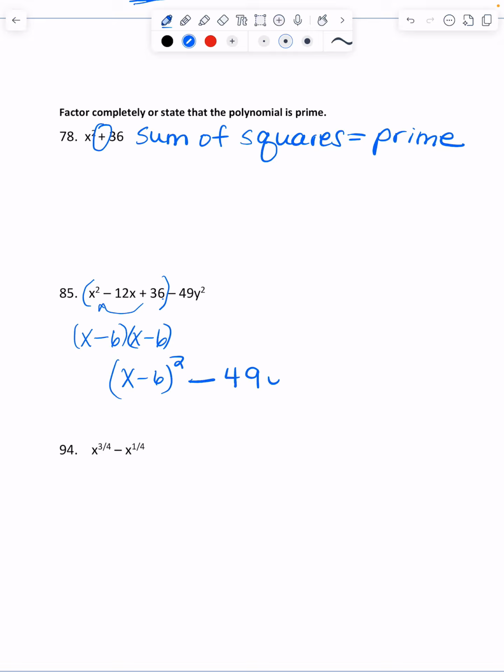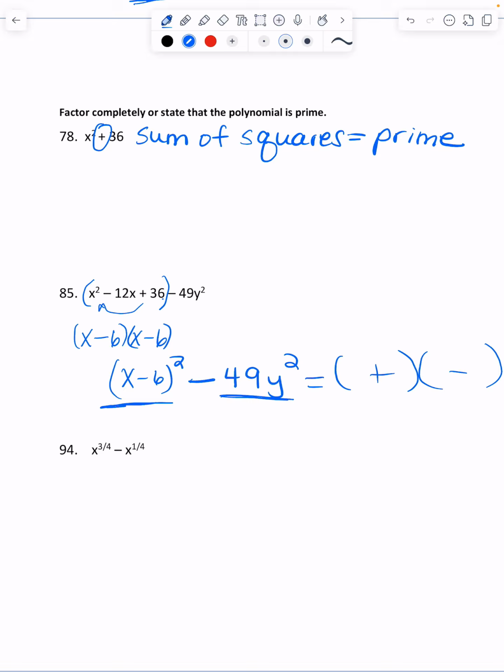minus 49y squared is the remainder of the problem. Even though it wouldn't appear that at first, what I actually have is a difference of perfect squares. X minus 6 is squared, 49y squared is squared. So to factor that, 2 sets of parentheses, I'm going to try to squeeze it in. Difference of squares is plus minus.